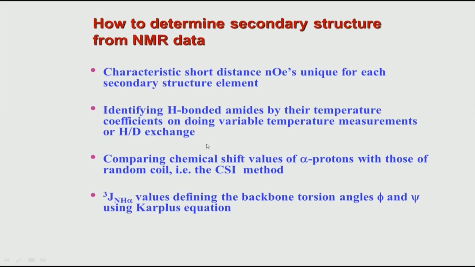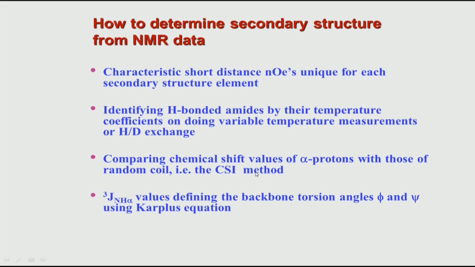By looking at the secondary shift value, there is a method known as CSI, chemical shift index, which helps you find out, based on the deviation of the observed value from the random coil value, that is, the secondary shift values, whether it is alpha helix or beta strand or beta sheet. That is a very standard approach these days for both peptides and proteins, and very useful for finding out local secondary structures.